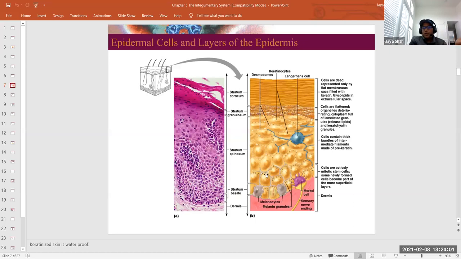So if you have a lot of enzymes, the melanin pigments are digested on the way. By the time it arrives, there is little melanin. That's why there is fair skin, not due to a lack of melanocytes. It is due to the amount of enzymes in your keratinocyte cells. Okay?